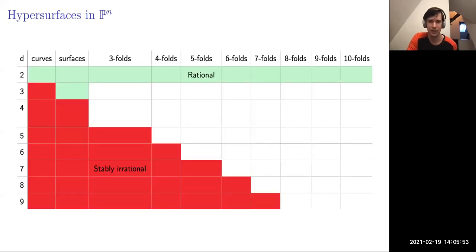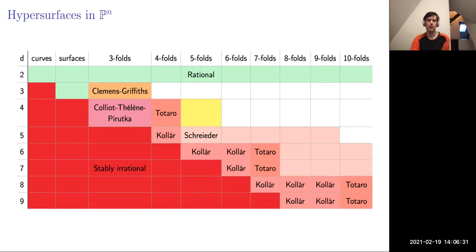Let me survey a little bit what was known before. Here you see a table of degrees downwards and dimensions in the horizontal direction. Everything in green is known to be rational. We have this special cubic surface, which is of course rational. But most of the other boxes here are stably irrational. This is a quick summary of what's known.